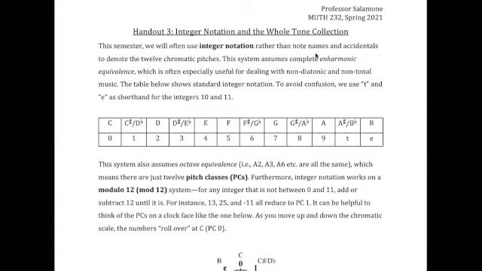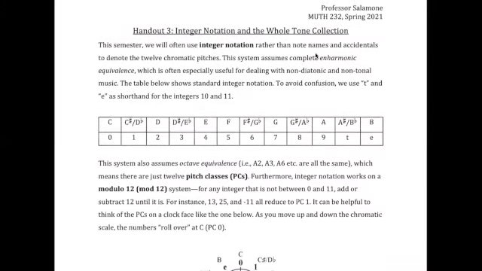Now, as you can tell just from the top of the handout, there is a chart that has a lot of numbers on it, underneath a lot of letter names. So this semester, we're going to be using a new type of notation for you guys called integer notation. It's a different way for us to label the 12 chromatic pitches.